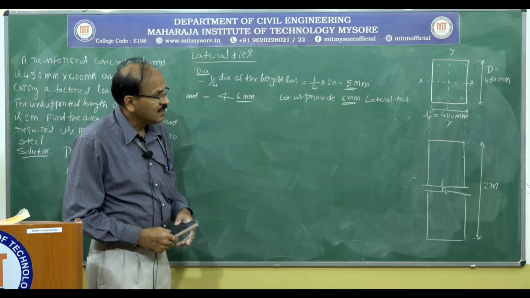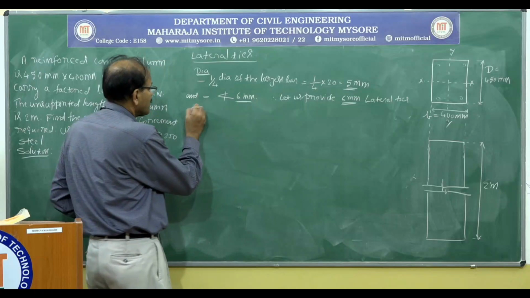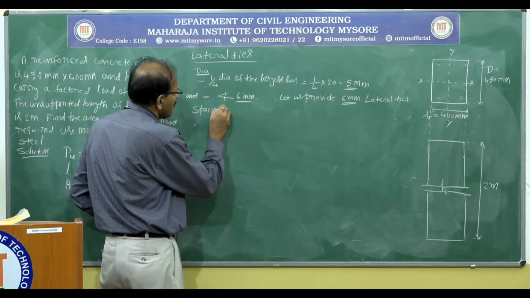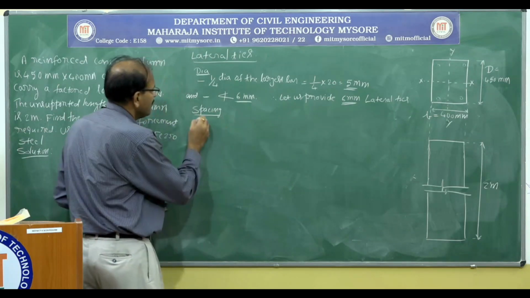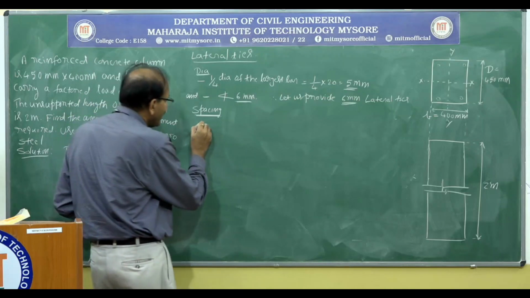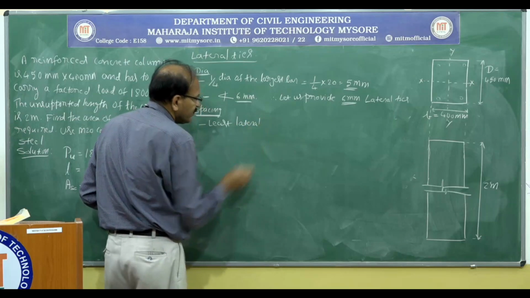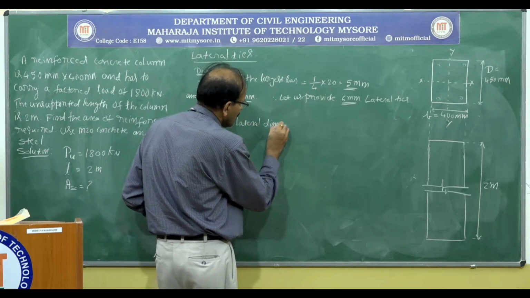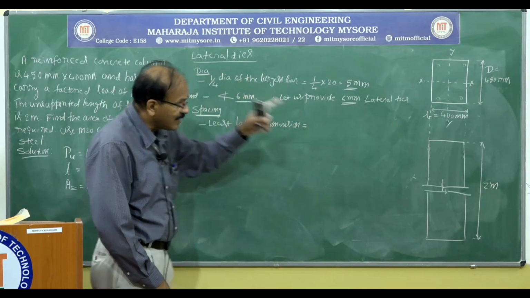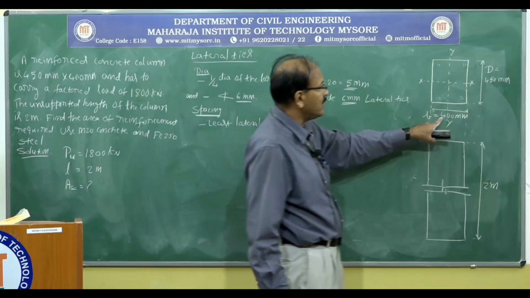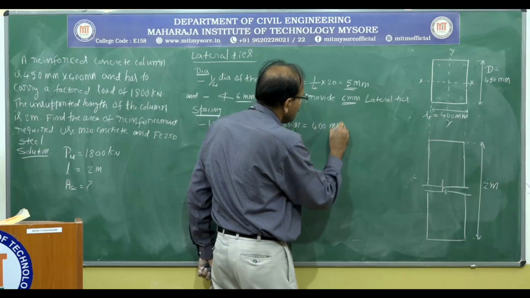Okay, dia is fixed. Then what is the spacing of lateral ties? So again, spacing, simply spacing I am going to write. The code says least lateral dimension. What is the least lateral dimension? Of course, we have two dimensions. One is this and the other is this. So lesser of those two values is 400 millimeter.